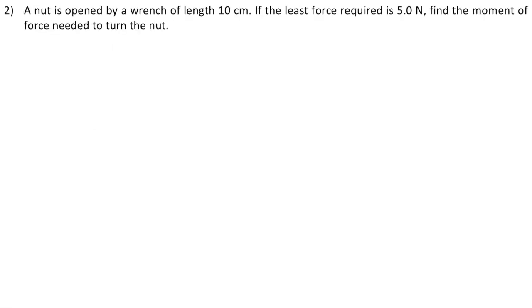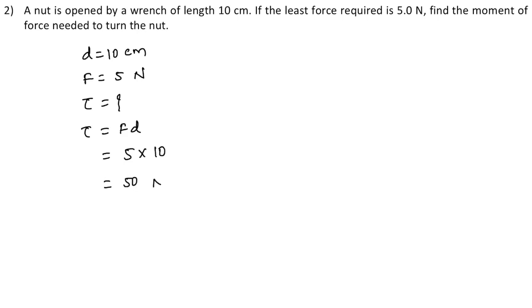Second numerical, a nut is opened by a wrench of length 10 centimeter. If the least force required is 5 Newton, find the moment of force. So D is 10 centimeter, force 5 Newton, find the moment of the force, that is torque. So once again, tau is equal to Fd, force is 5 Newton and distance is 10 centimeter. So the torque becomes 50 Newton centimeter.